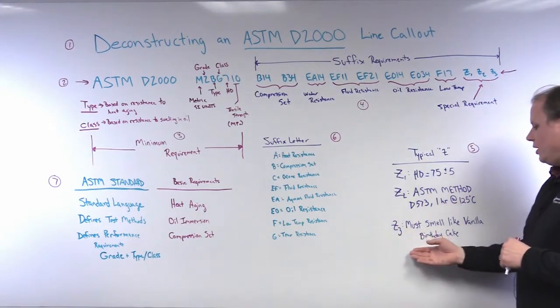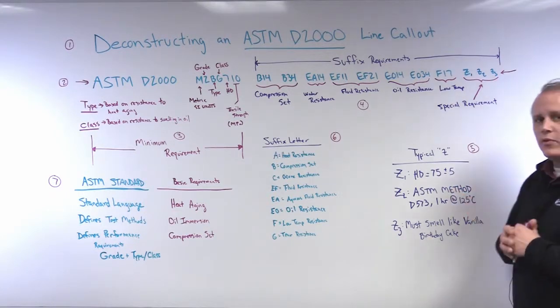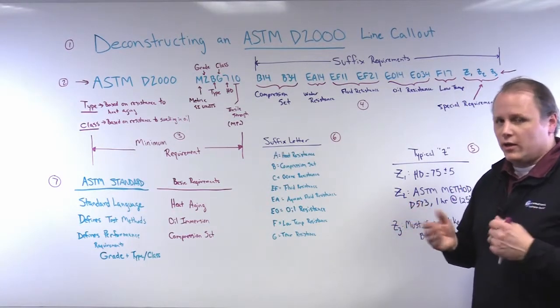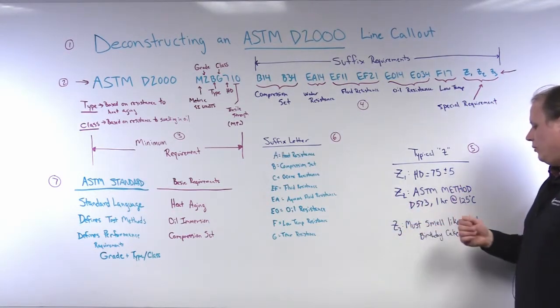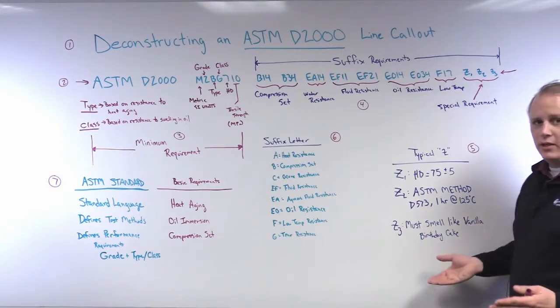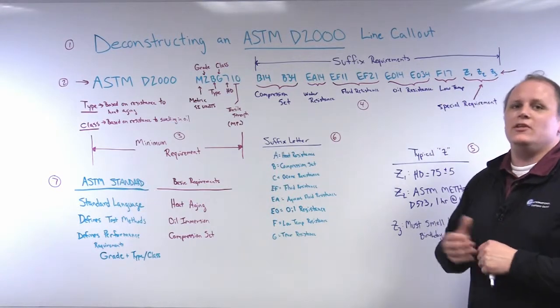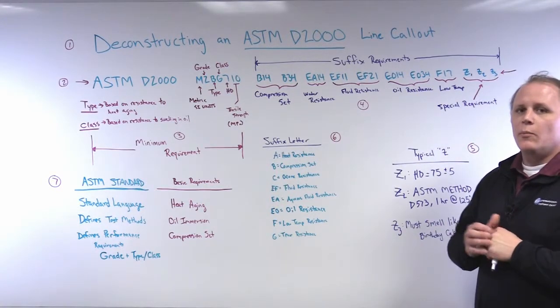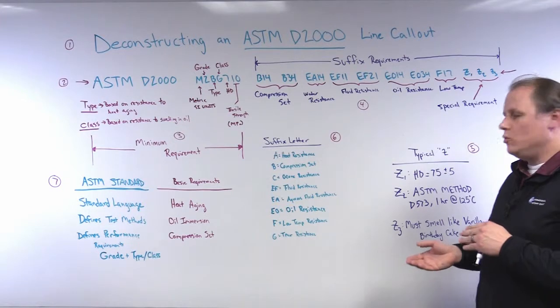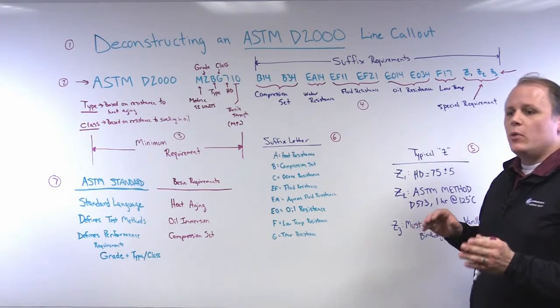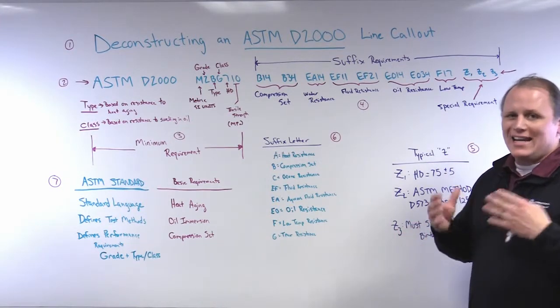And then Z3, in this case, I wanted to come up with something a little bit out of the ordinary. This one I wrote down is must smell like vanilla birthday cake. It's very unlikely that you actually need your product to have a certain fragrance, but it is possible to create a Z callout to impose any special requirement of any kind on the material.